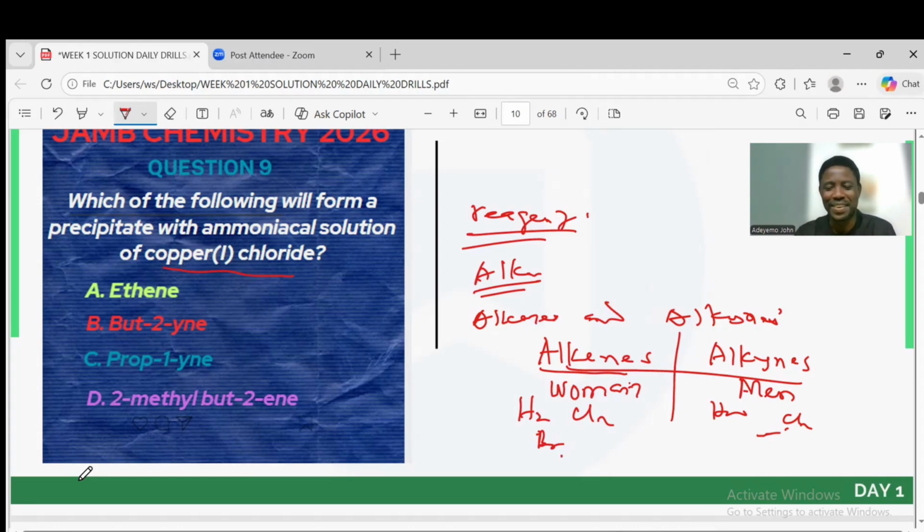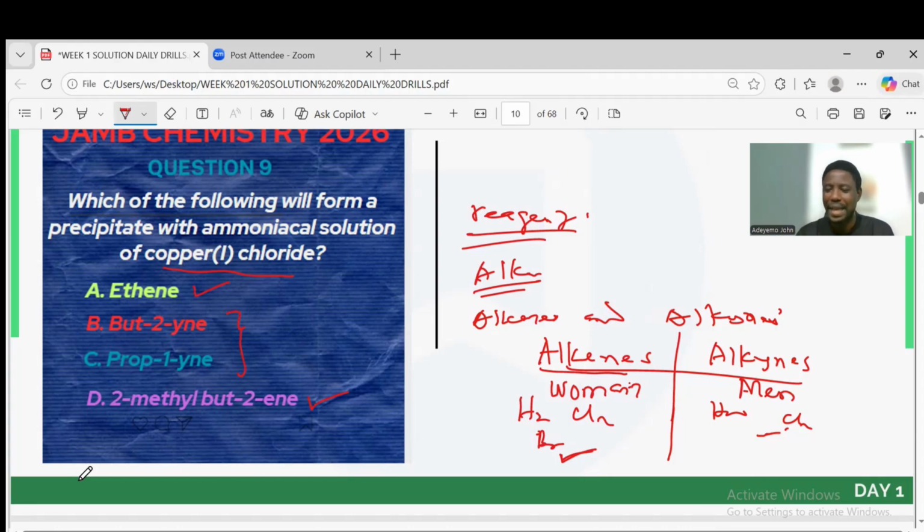Alkenes cannot react with it. But alkynes do. They form a metallic derivative, a colored substance; a precipitate is formed when you react them. But of course, it's not all alkynes that behave like that. So we are just telling you that ethene cannot do it because it's an alkene. This is another alkene that cannot do it, but these are alkynes. The two are alkynes.